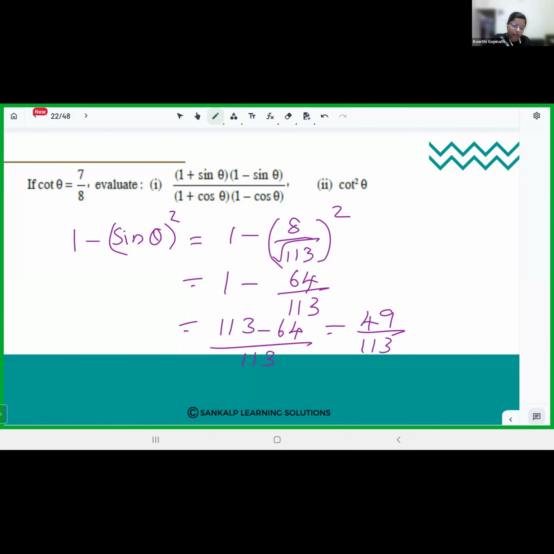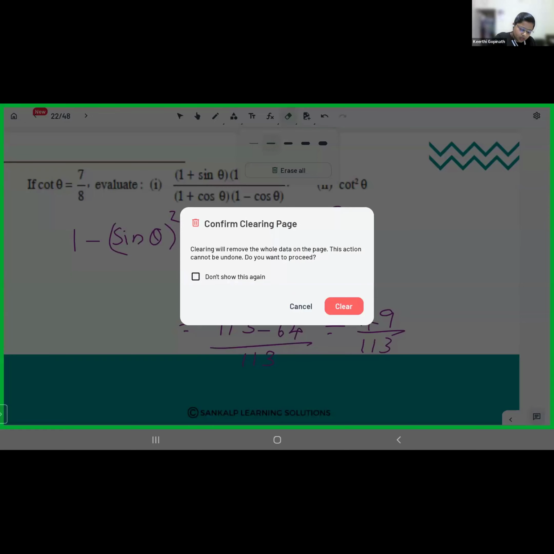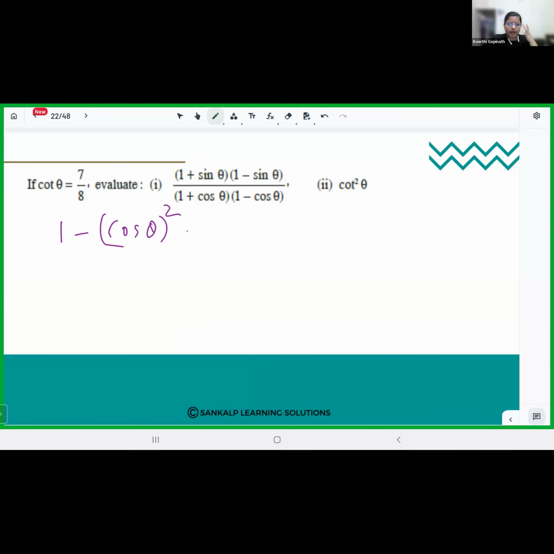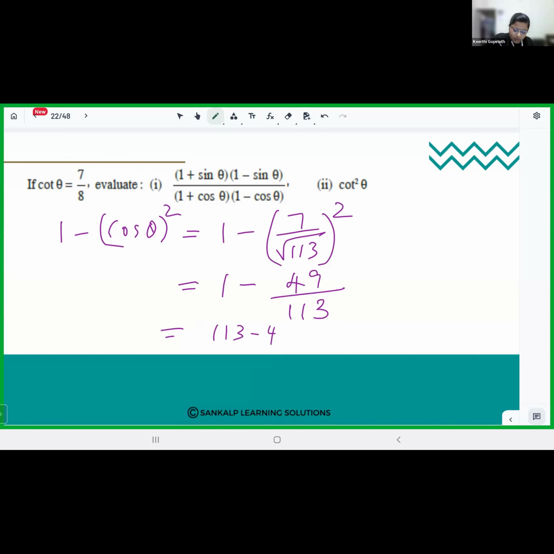So we obtain the first part. Now we have to obtain the denominator. So that is equal to 1 minus cos theta the whole square. That is equal to 1 minus 7 by root 113 the whole square. That is 1 minus 49 by again 113, since root 113 into root 113 is 113. So 113 minus 49 by 113 is equal to 64 by 113.